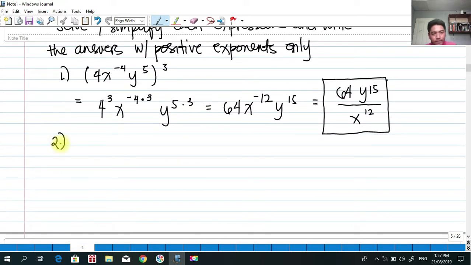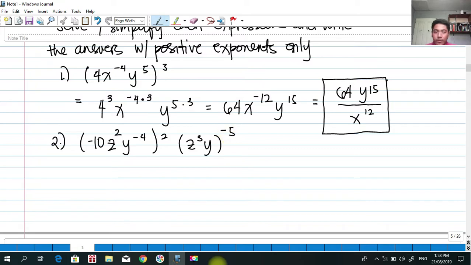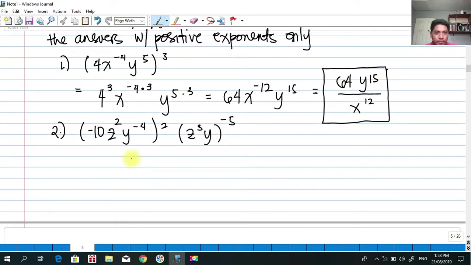For number 2, we have negative 10 z squared y raised to negative 4, squared, multiplied by z cubed y raised to negative 5. So this expression raised to 2 is multiplied by another expression which is raised to negative 5. So what we are going to do is first simplify both expressions.